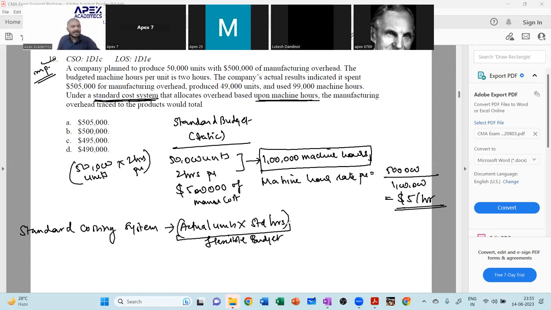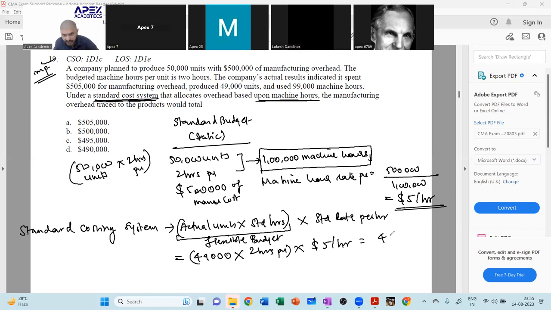So actual units multiplied by standard hours multiplied by standard rate per hour. What are the actual number of units that you have? You have 49,000 units, multiplied by standard hours per unit. It takes you 2 hours per unit, at the rate of $5 per hour. So we are looking at 49 into 2 into 5. We are looking at $490,000.